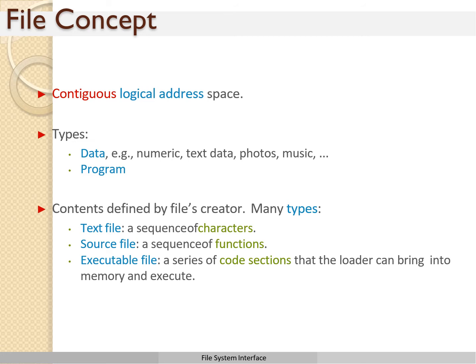Each file occupies a contiguous address space on a disk. Disk addresses assigned are in linear order. File type refers to the ability of an operating system to distinguish different types of files such as text files, source files and executable files. A text file is a sequence of characters. A source file is a sequence of functions. An executable file is a series of code sections that the loader can bring into memory and execute.